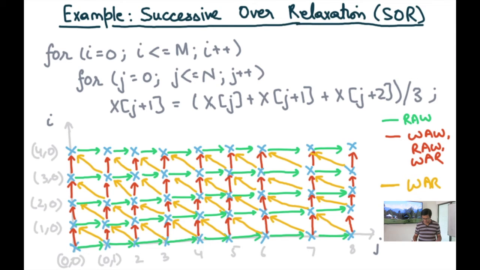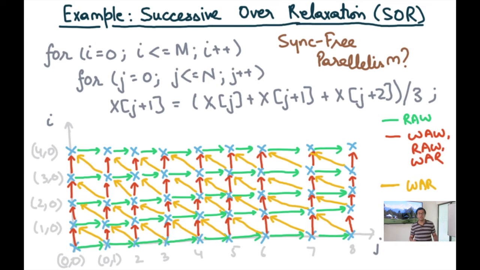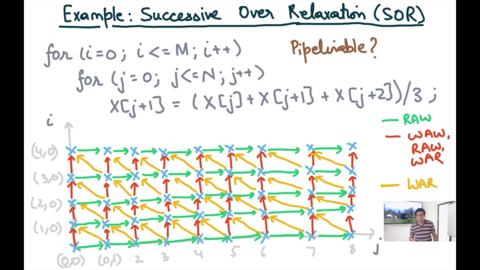And now I'm going to ask the question, is it possible to have synchronization-free parallelism in this particular loop? And the answer is actually no, as I already discussed, because in the entire graph, if I take any 2 points, I will be able to find a connecting path between them. And if there's a connecting path, that means there's a data dependency, which means they cannot be arbitrarily reordered with respect to each other. But the next question I'm going to ask is, is it pipelinable?